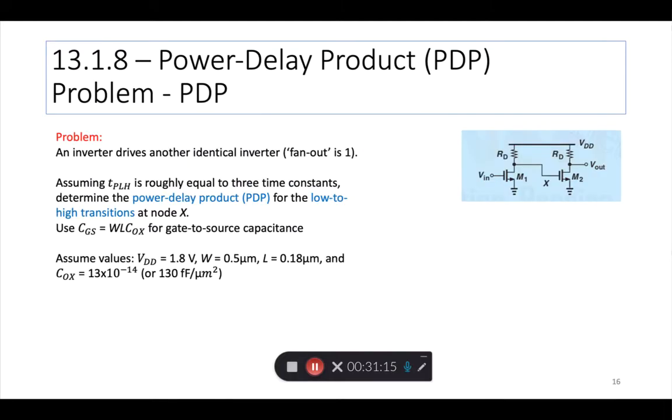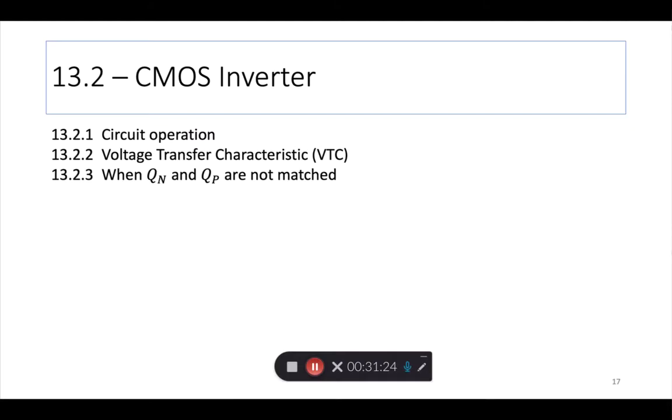So we'll do some problems on this. For example, here is a problem, but we'll come back to this on slide 16 later.